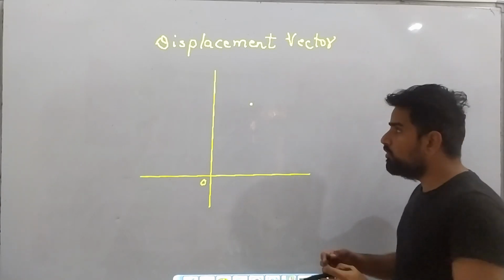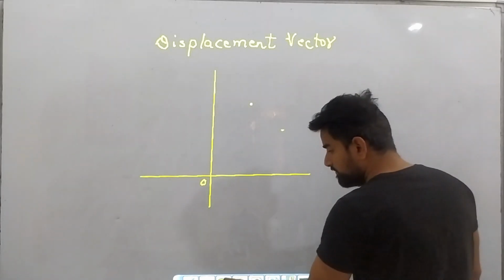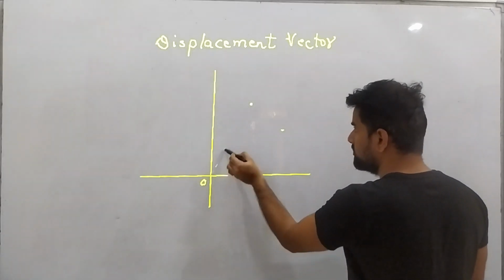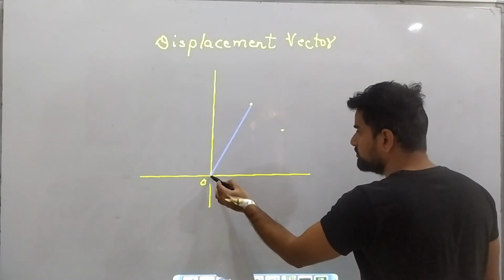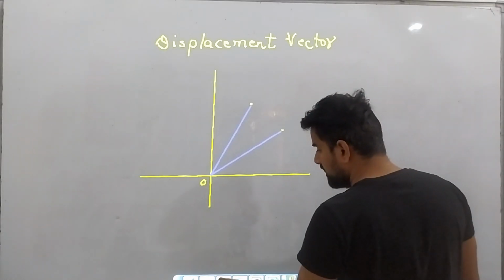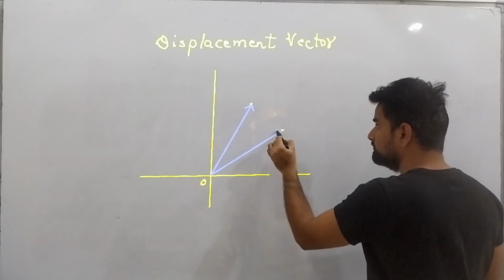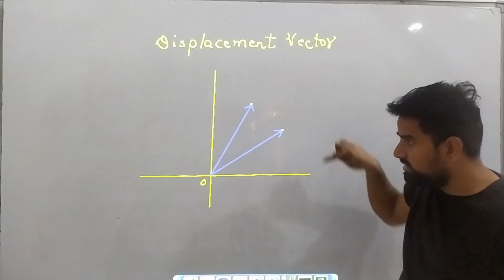Okay, and then I move from here to here. Initially I can say that my position was at this point, and then my position changed to this. I hope you understood. So this was my initial position, and then I moved from here to here.